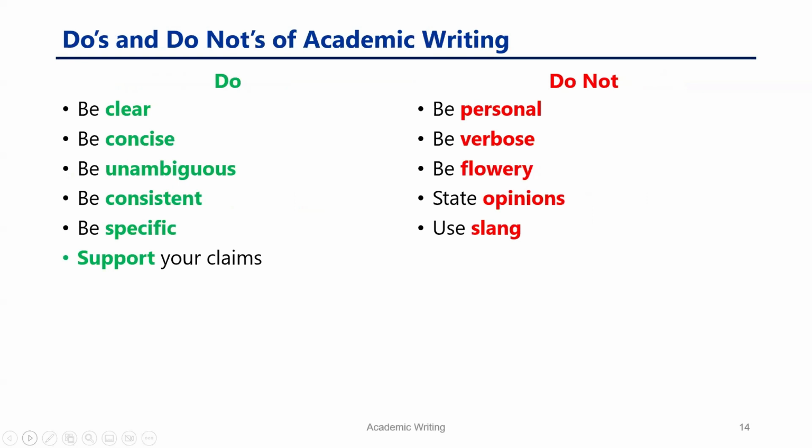So to summarize, let's look at the do's and do nots of academic writing. Do, be clear, be concise, that is brief, be unambiguous, be consistent, be specific, and support your claims. Do not be personal, be verbose, be flowery, state opinions, or use slang.